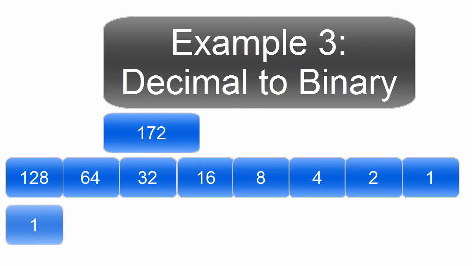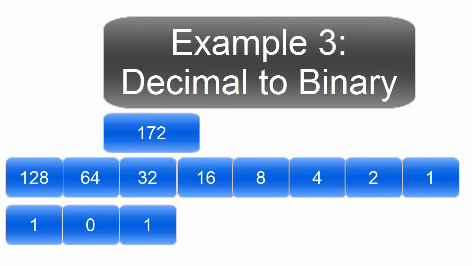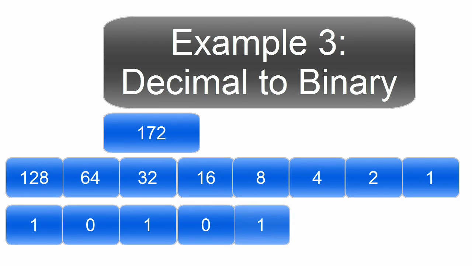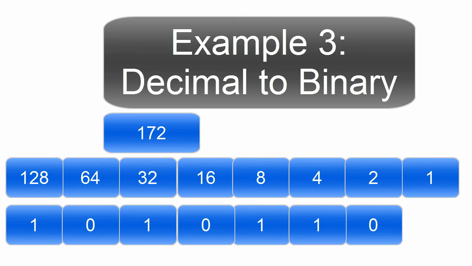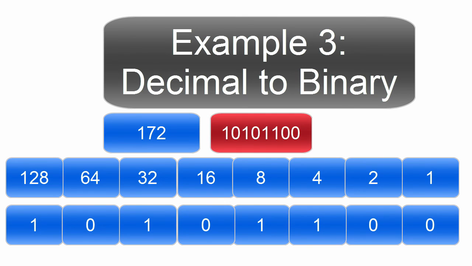And let's look at another fairly common one. I'll give you the decimal for this one, so I'm going to give 172. So for that, we're going to have 128 is on, 64 is off, 32 is on, 16 is off, 8 is on, 4 is on, 2 is off, and 1 is off, 172.